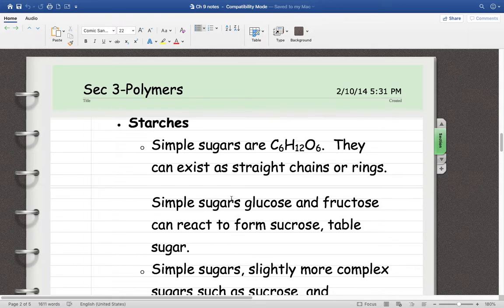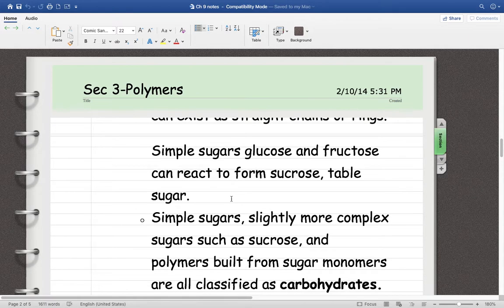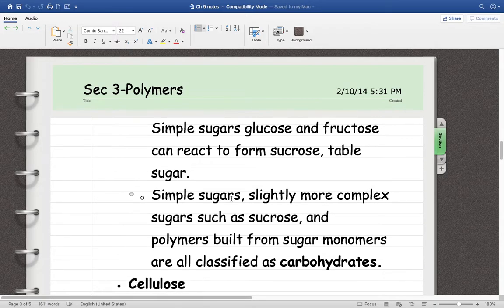They can exist as straight chains or rings, and simple sugars, glucose and fructose, can react to form sucrose, which is table sugar. So fructose is just natural sugar from fruit. Glucose is natural sugar that we get from plants and stuff, or our bodies. They can actually become sucrose, which is table sugar. Simple sugars, slightly more complex sugars such as sucrose, and polymers built from sugar monomers are all classified as carbohydrates. So when we say carbs, that really just means sugars. So this means simple sugars like fructose or glucose, and this also means sucrose. So carbs are basically sugars.